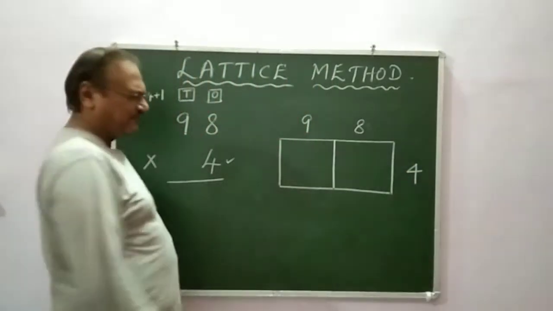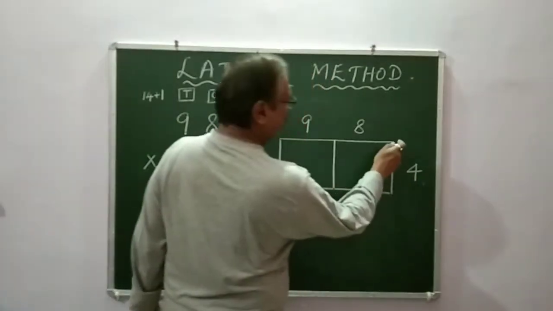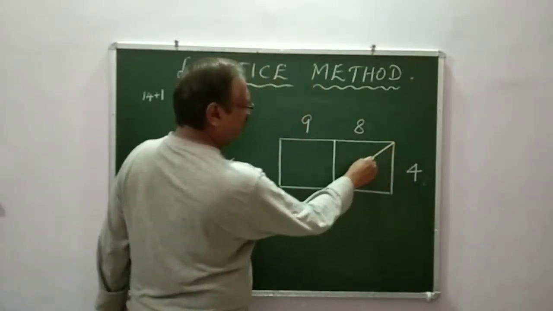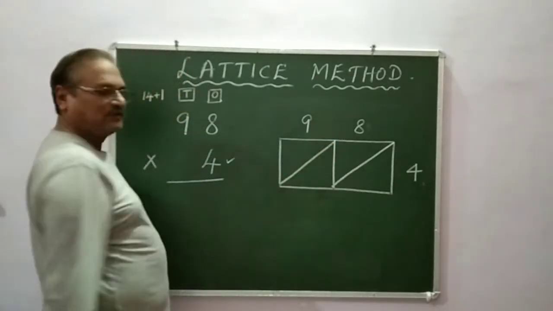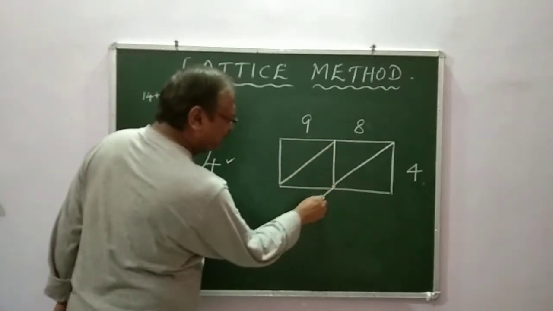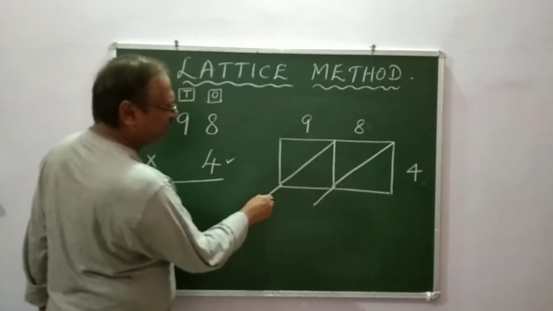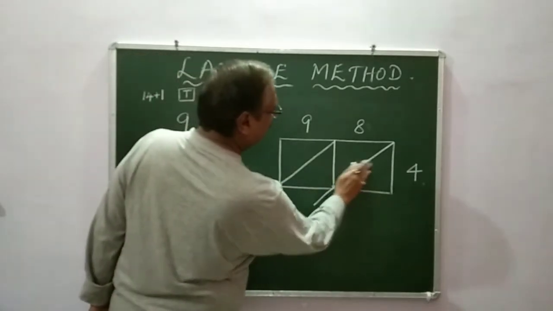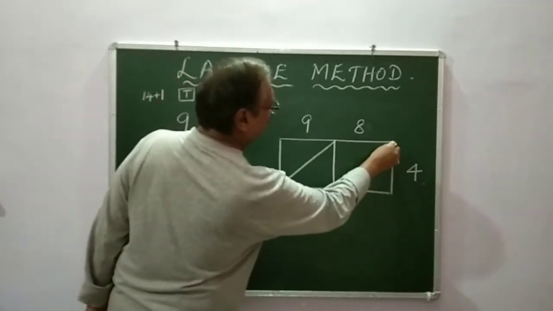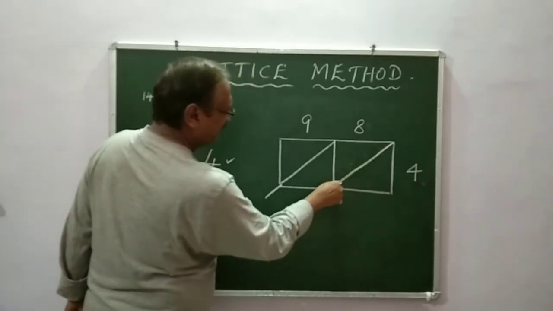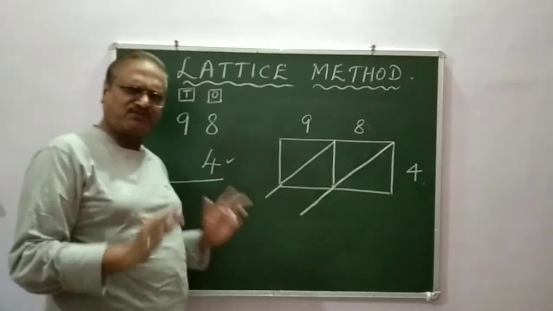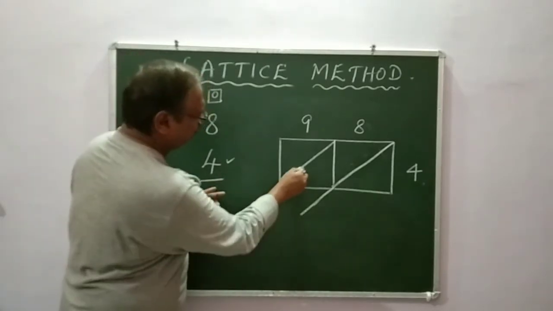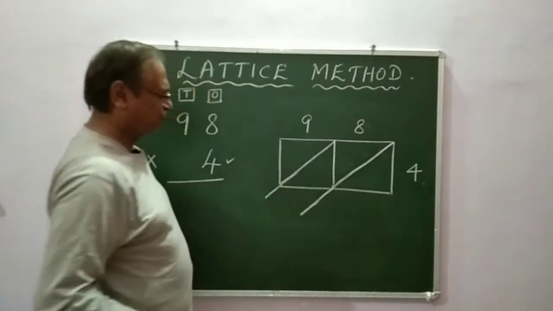After writing this, what do you do? You join the 2 corners. Join the 2 corners, but add a little tail to it. Add some more tail to this. Make it more straight. Add a little tail to this. Done? Very simple. This has got a tail also.